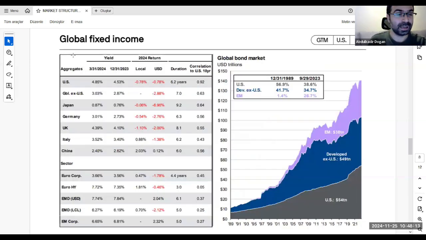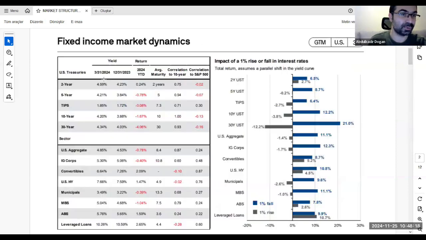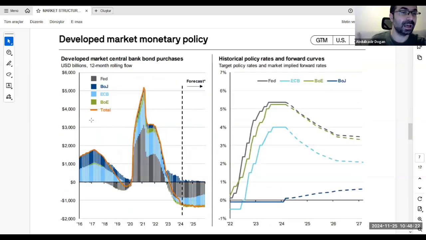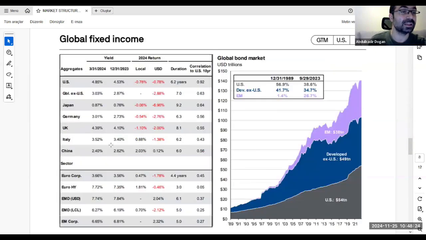And here, as you see, the same United global fixed income. Please look at this first one. This is United States yield and the return. And now we are taking a look at the global fixed income market. It is United States, global excluding United States, Japan, Germany, United Kingdom, Italy, and China.